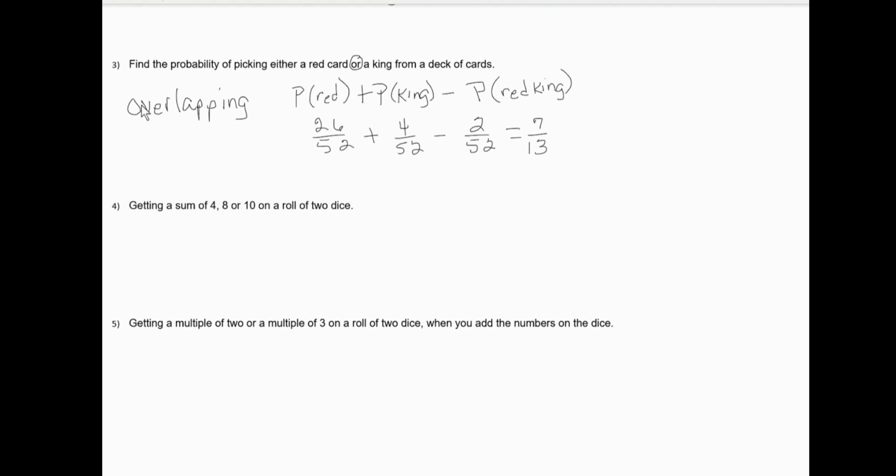Problem 4, getting a sum of 4, 8, or 10 on a roll of 2 dice. This goes back to the handout that we did in class, so you need to get that chart out and look at that, and that will help you get this answer. There are a couple of ways to do these problems, but if we're doing the problem the way that we've done the first 3 here, then the first thing we're going to do is figure out if it's overlapping or non-overlapping. So you have a number that's a 4, 8, and a 10. No, a number can't be a 4 and an 8. It's either a 4 or an 8 or a 10. So these are non-overlapping.